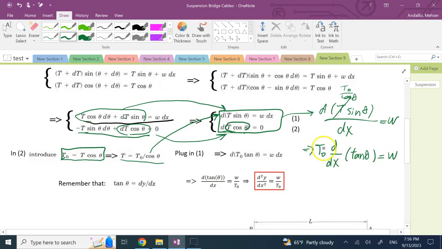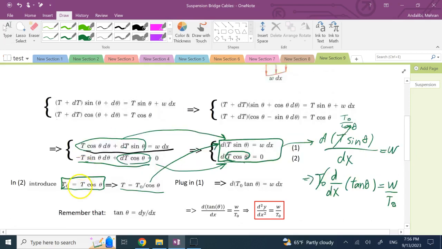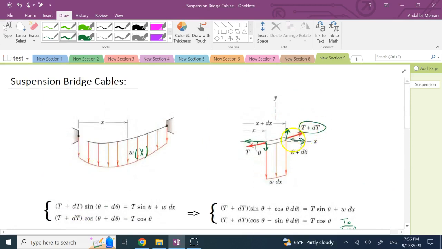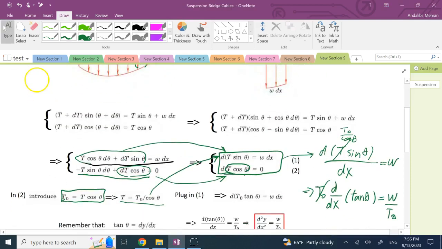So now I can divide both sides by t naught and get this. And now this tangent of theta is the slope of what? Is the slope of the rope, correct? Theta is the angle of the tangent line. So tangent of theta is the slope, and slope is dy over what? dx, like this.